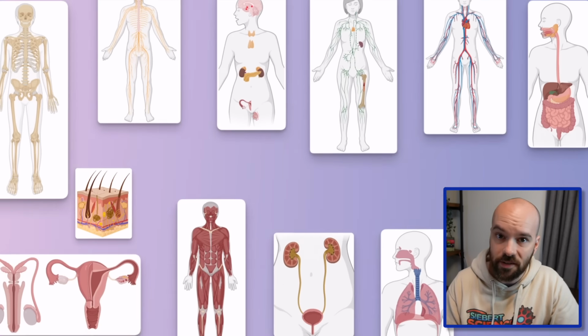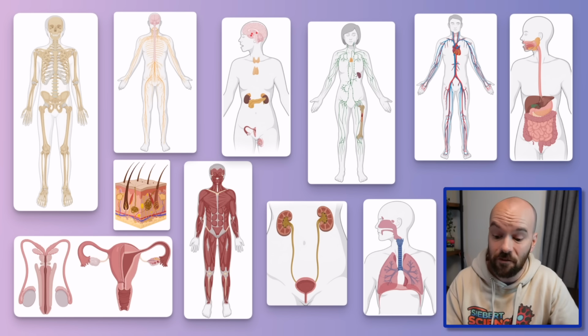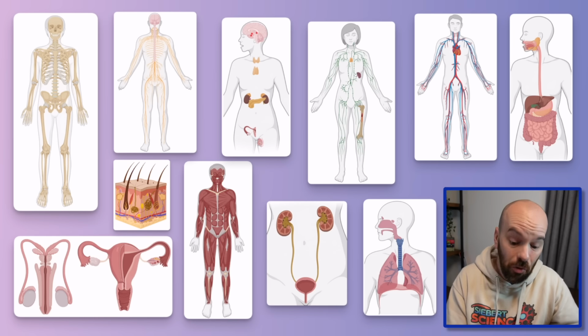So here are the 11 organ systems that we're going to learn. As you can see, there's a lot of information on there. Each system has a bunch of organs in it.